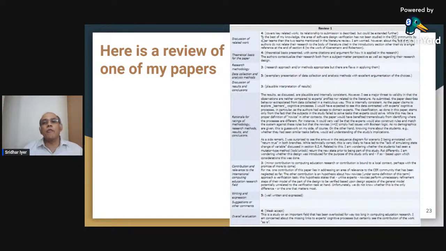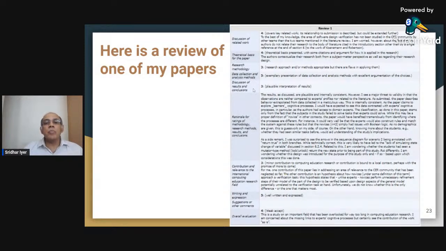This paper has scored a 4, and the reviewer has written a point saying that I'm worried, however, about the fact that the authors do not relate their research to the body of literature cited in the introductory section. Then the next one is the theoretical basis for the paper, for which the referee has said that they have contextualized their research from 2 perspectives. Then there is a section where the referee has to comment about the data collection and analysis methods, and has given a score of 5, which is the top score that you can get for that.